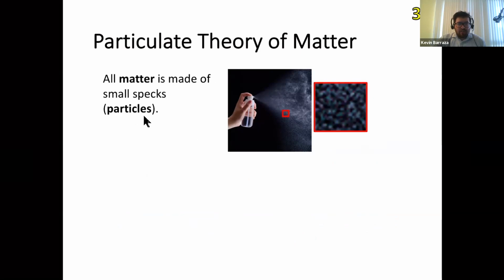All matter is made of small specks or particles, right? So that's the basic idea, that to understand the world around us, we need to understand the smallest picture just as well as the big picture, everything we see around us. And so we say as chemists that matter is made of particles. And just to give a visualization, if you spray a mist bottle or a water spray bottle, you can see that even though water once looked like a continuous liquid, we actually see it turn into little specks.